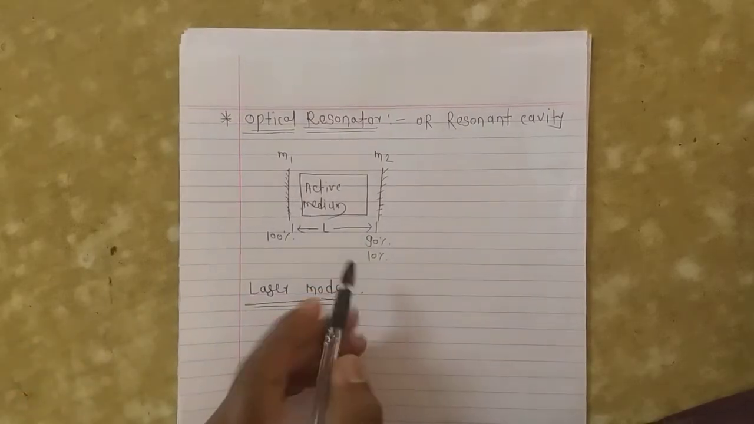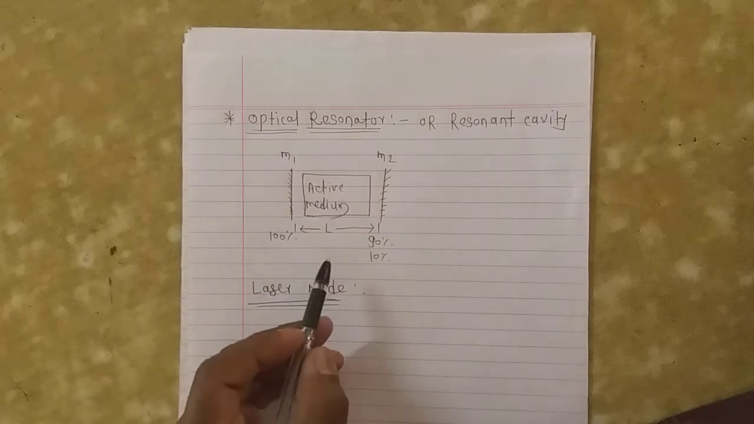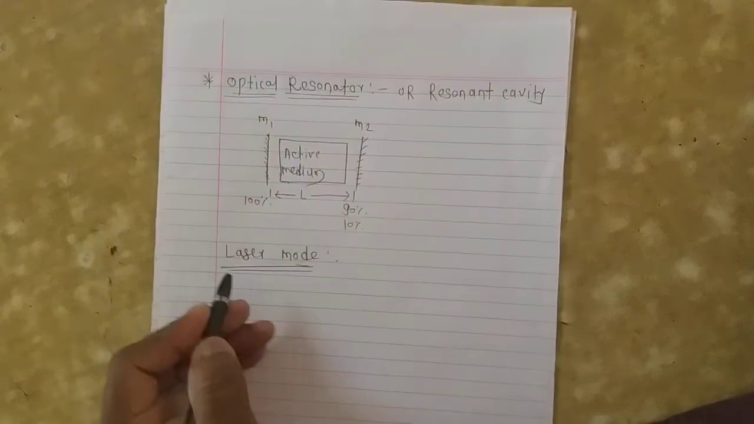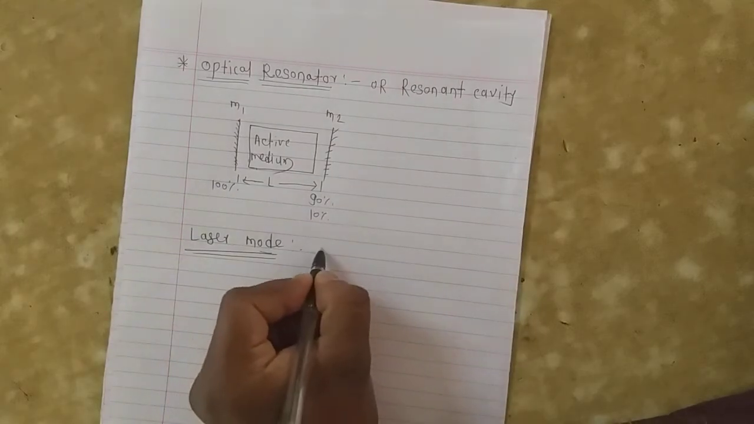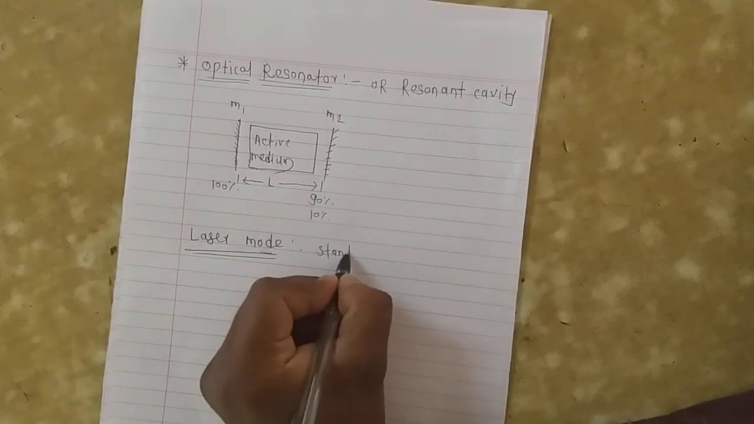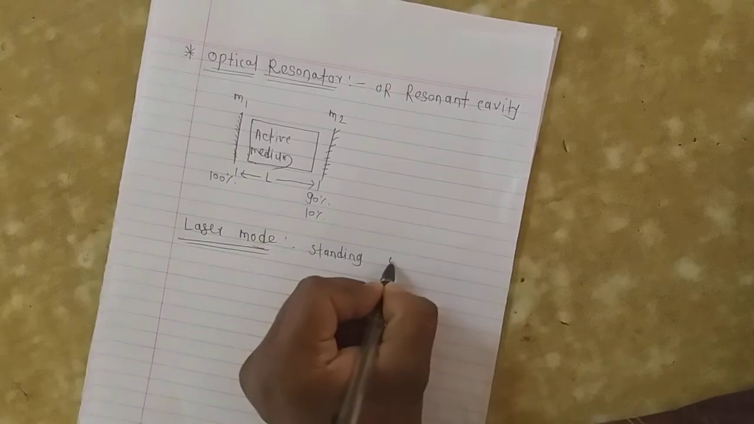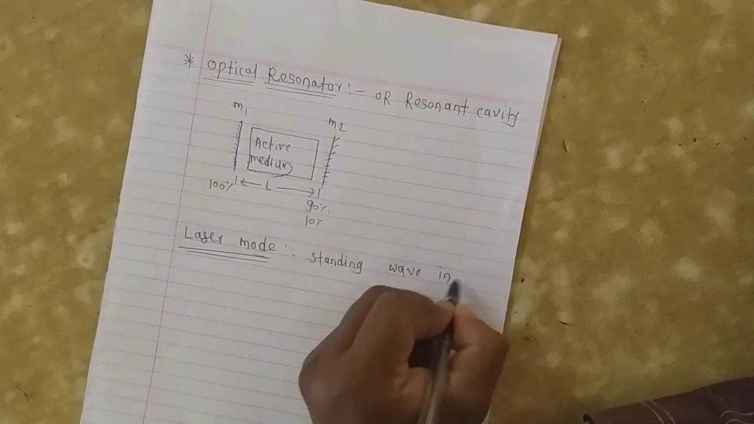These are the energy losses, but that loss is obtained by the mode. And what is meant by mode? A laser mode means the standing waves in the laser cavity.